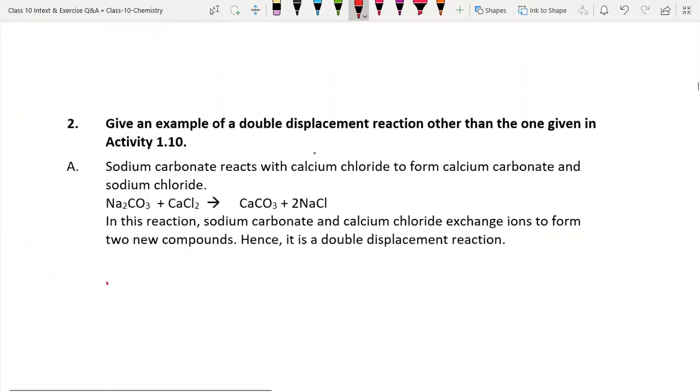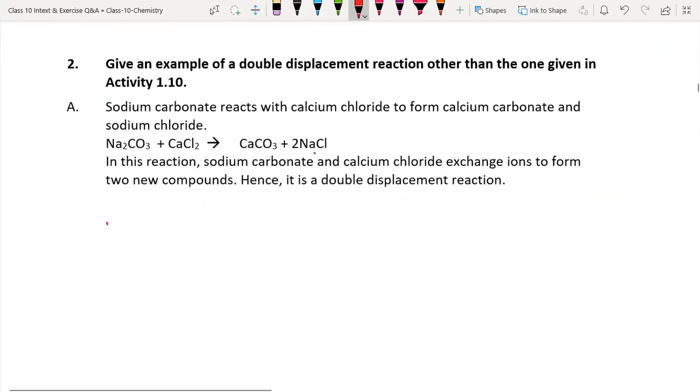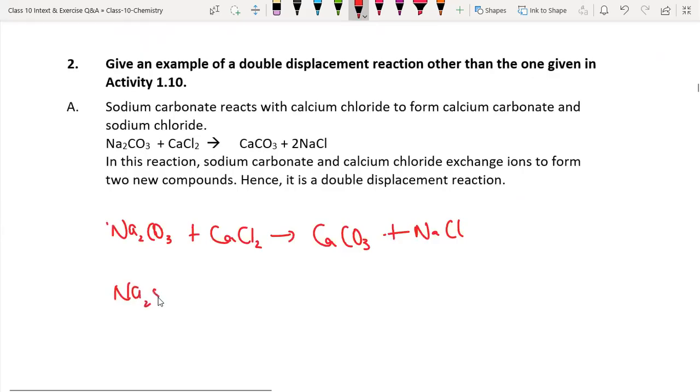They are asking to give another example rather than that one. So what other example can you give? Here you can see sodium carbonate, Na2CO3, plus calcium chloride gives calcium carbonate and sodium chloride, which is another example of double displacement. What is the first example? Na2SO4, sodium sulfate, plus BaCl2, barium chloride, gives BaSO4, barium sulfate, plus 2NaCl is the first one. This one is the second. So you got two examples of double displacement.